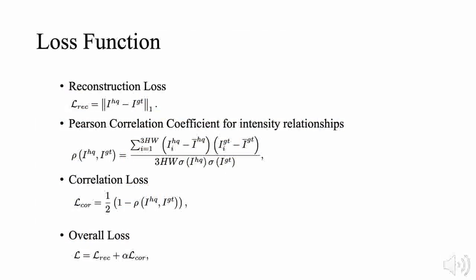For the loss function, we notice that the existing pixel-level reconstruction loss neglects the patch-level consistency. So besides the L1 norm as the reconstruction loss, we introduce Pearson correlation coefficients to ensure the preservation of intensity relationships.